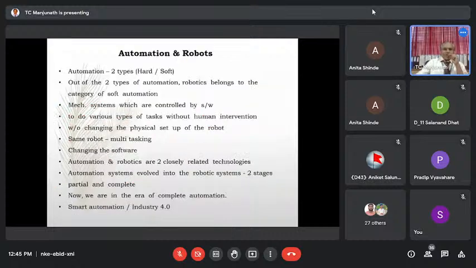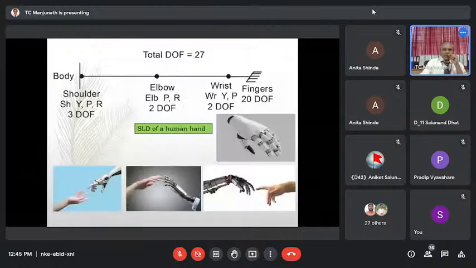So, automation and robots. As I already told you, there are two types of automation: hard automation and soft automation. Take the human hand, it has 27 degrees of freedom. That means there are 27 motors, each motor controlled separately. It can be a linear motor or a rotating motor, etc. So there are 27 degrees of freedom in a human hand.